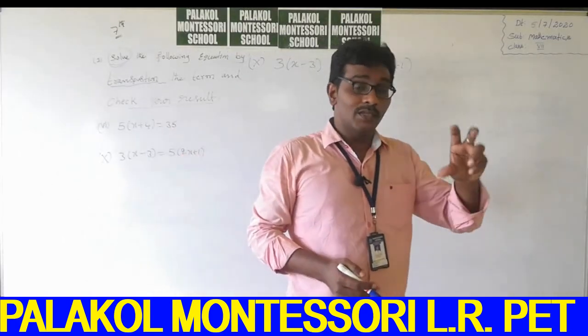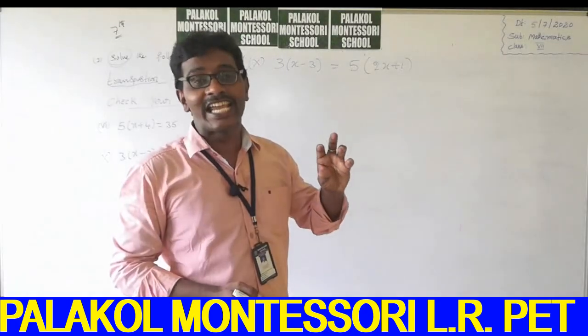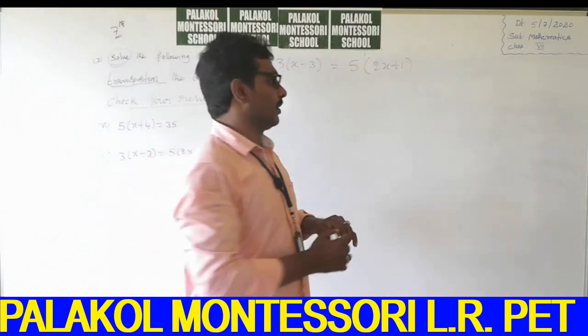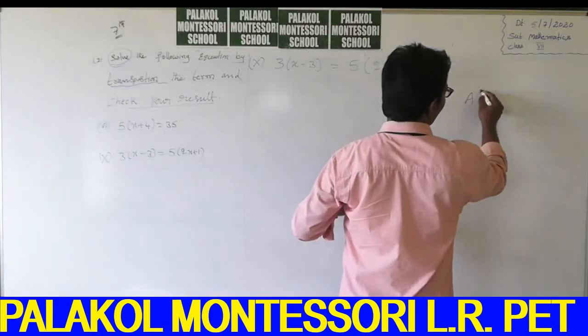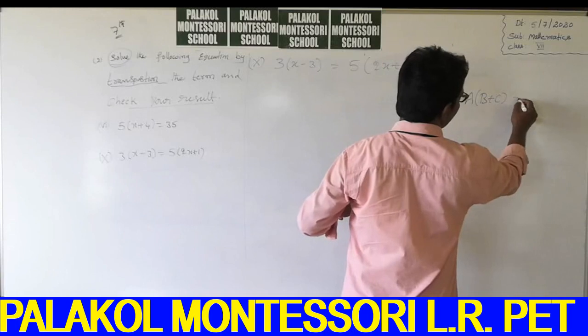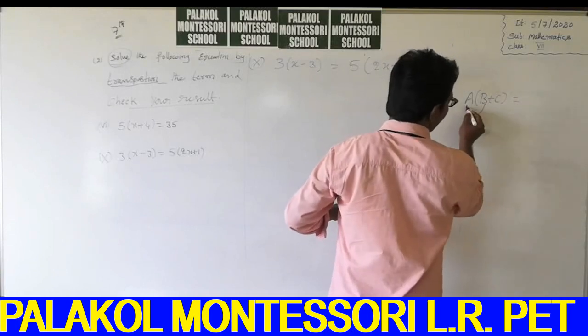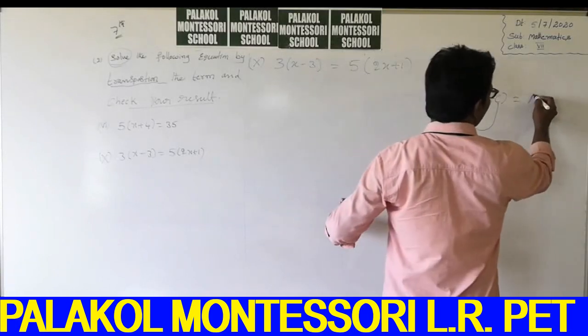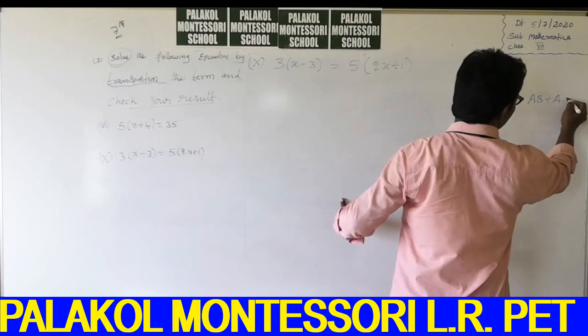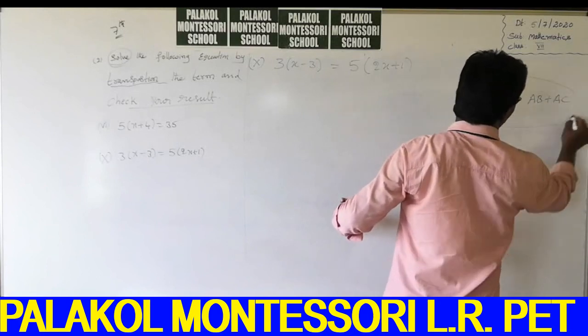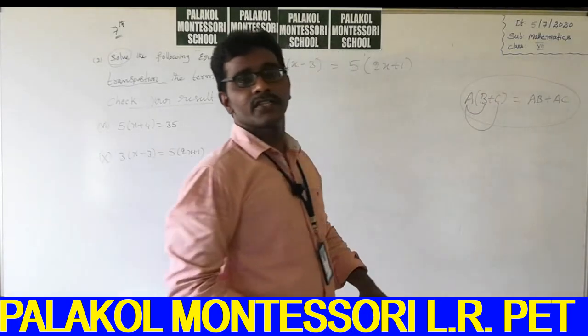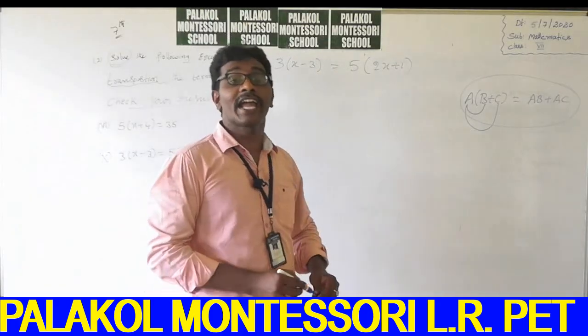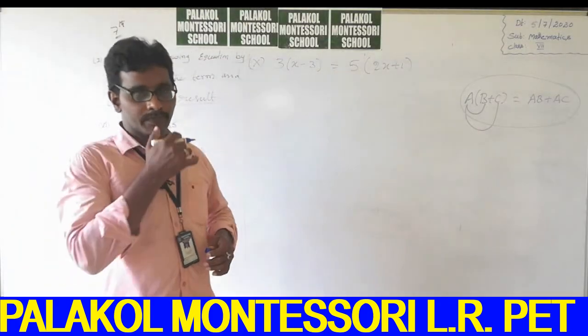Here you apply one formula, that is the distribution formula. How? a(b + c) = a·b + a·c, that is ab + ac. This formula is called the left hand distribution law. Left hand distribution law.